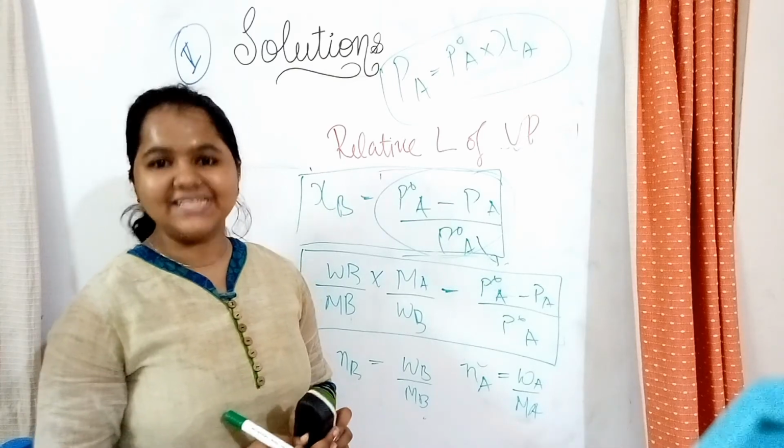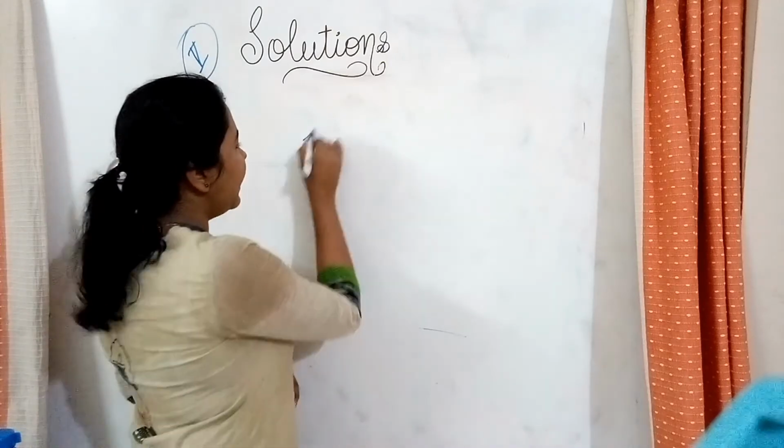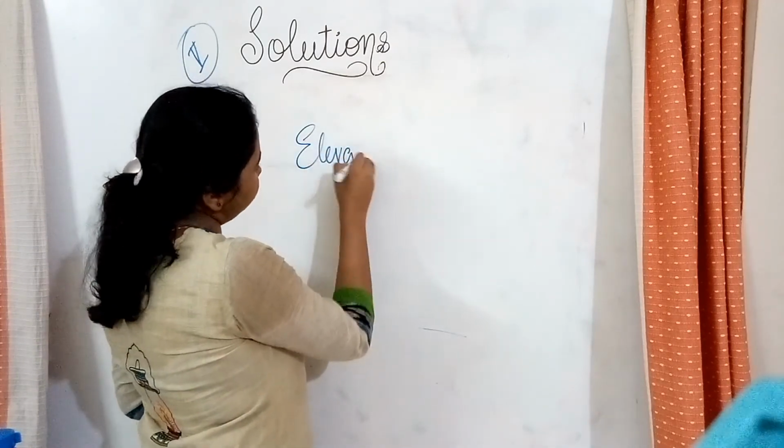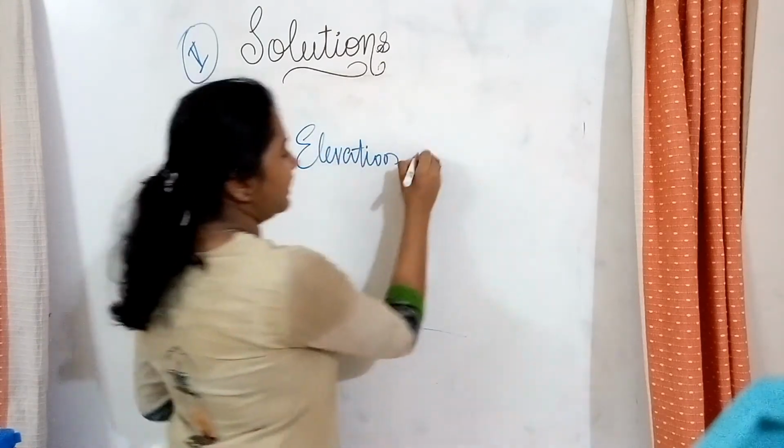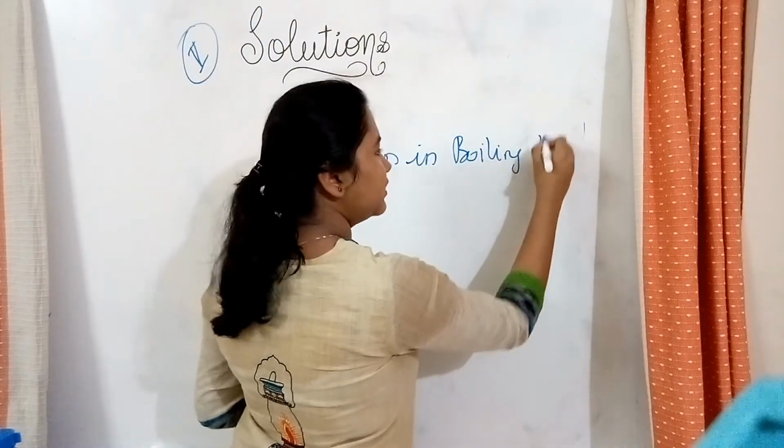So now let's see the second one. The next colligative property that we have to learn is elevation in boiling point. Okay?